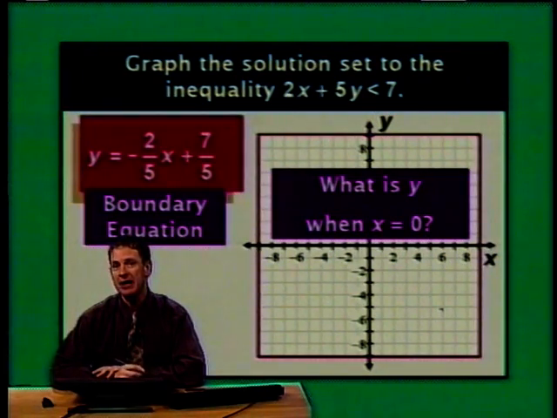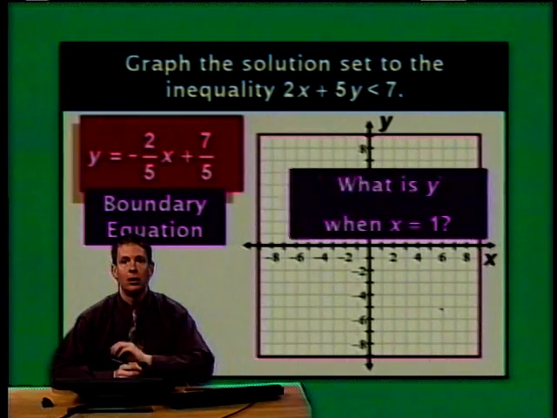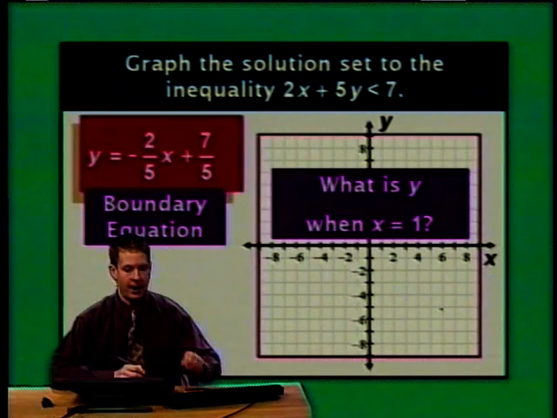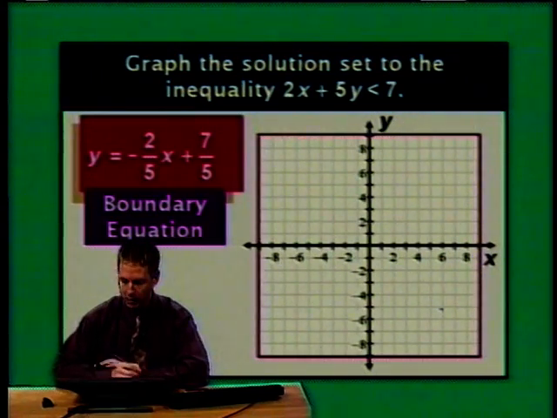So I'm going to keep thinking about different values of x until I stumble upon a value of y that is an integer. So what is the value of y when x is 1? Well, when x is 1, y is negative 2/5 times 1, which is negative 2/5, plus 7/5. That gives me negative 2 plus 7, which is 5 over 5. Hey, 5 over 5, that's 1. 1's an integer. We're good to go. When x is 1, y is 1. The point (1, 1) is on the line. So let's go ahead and plot that point.